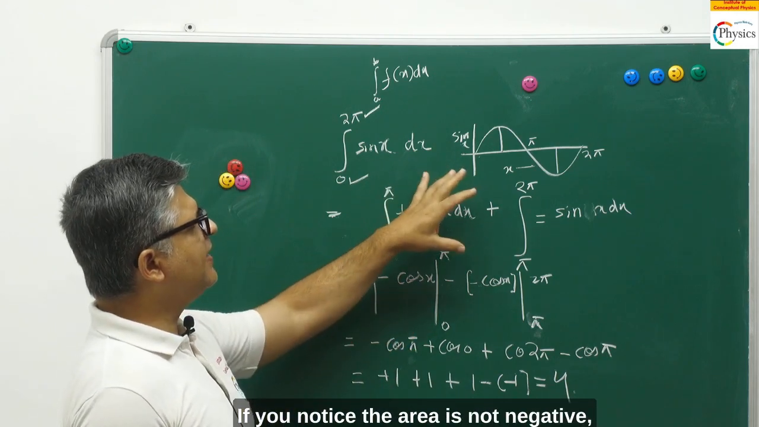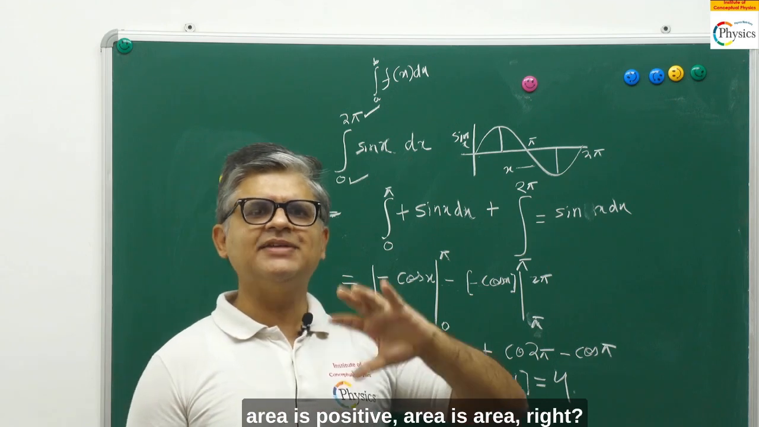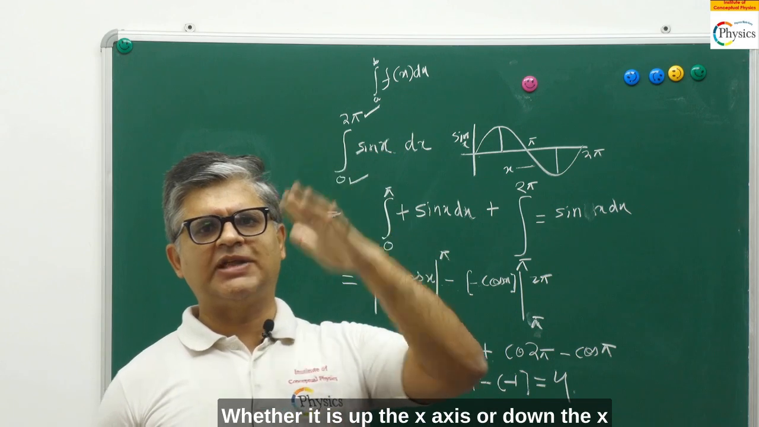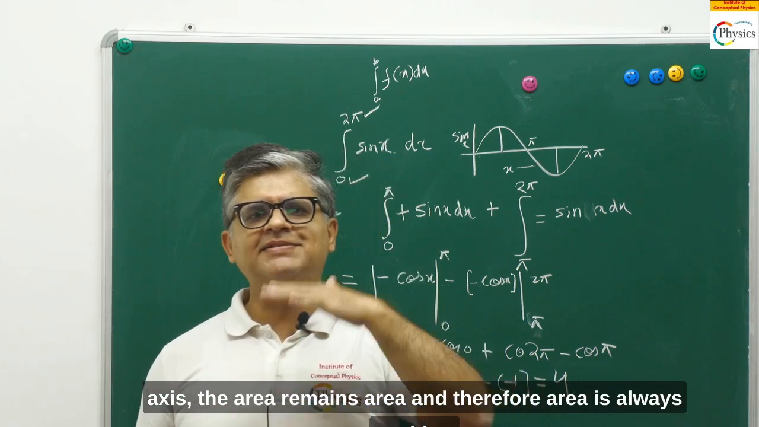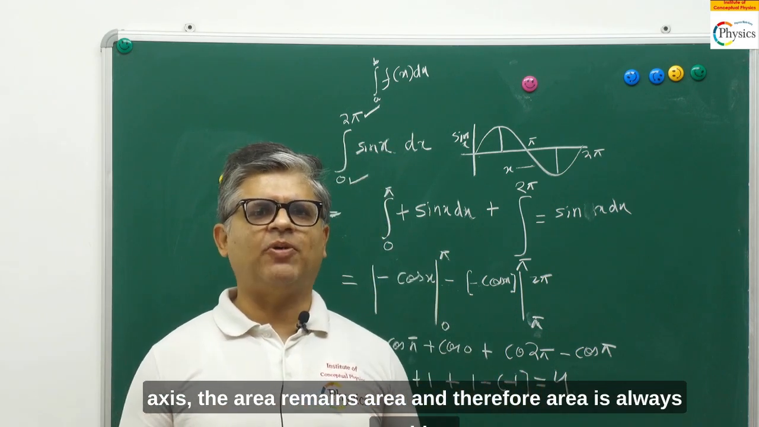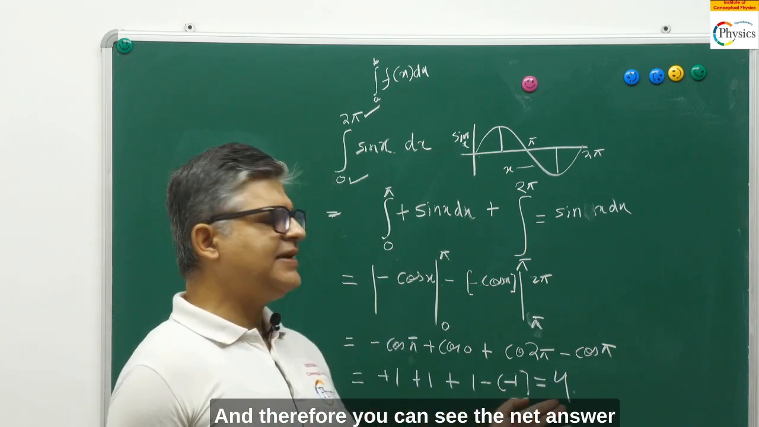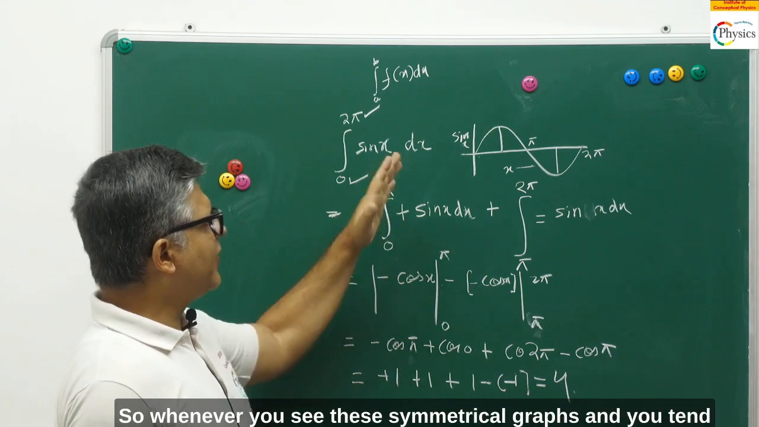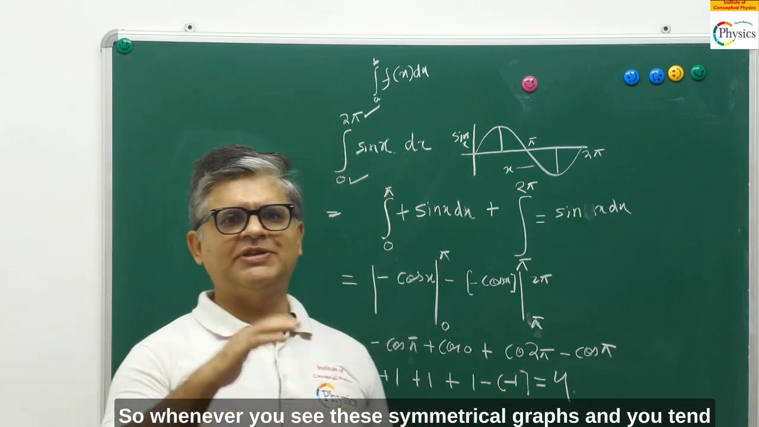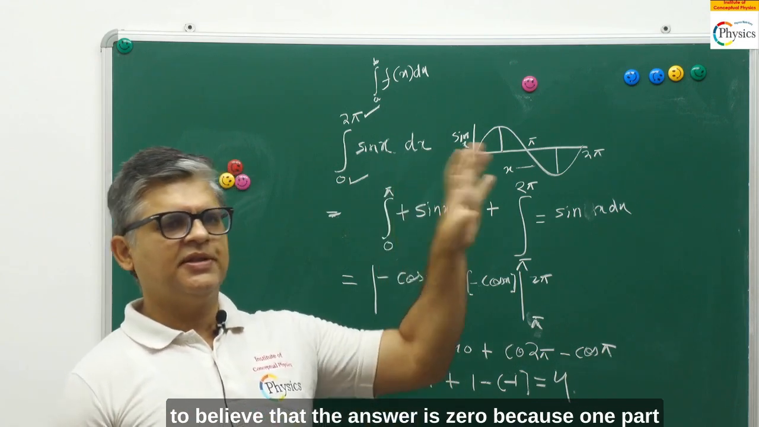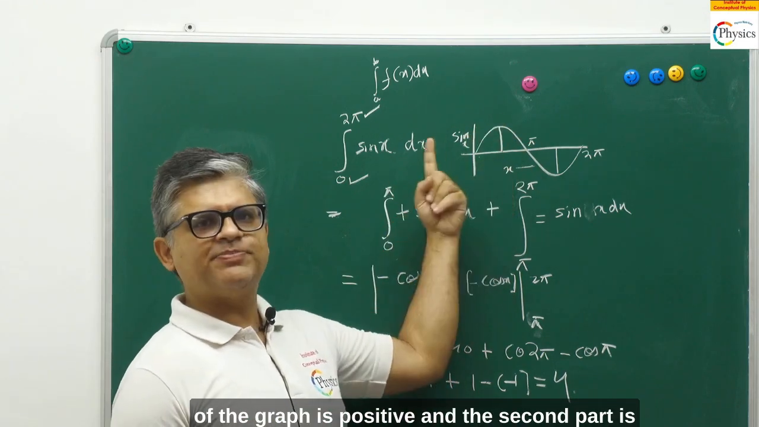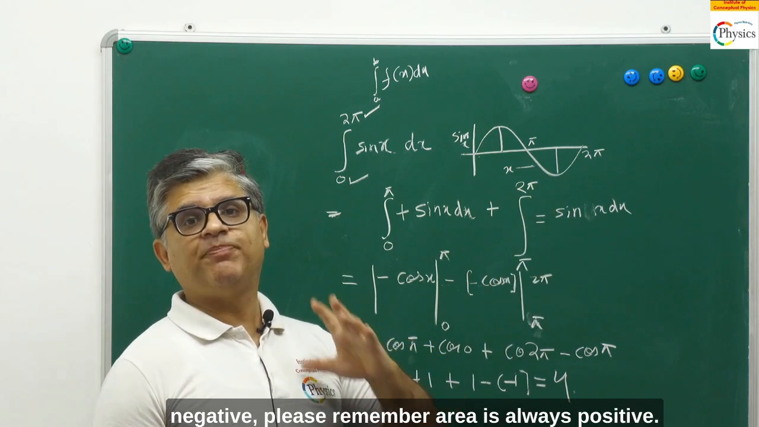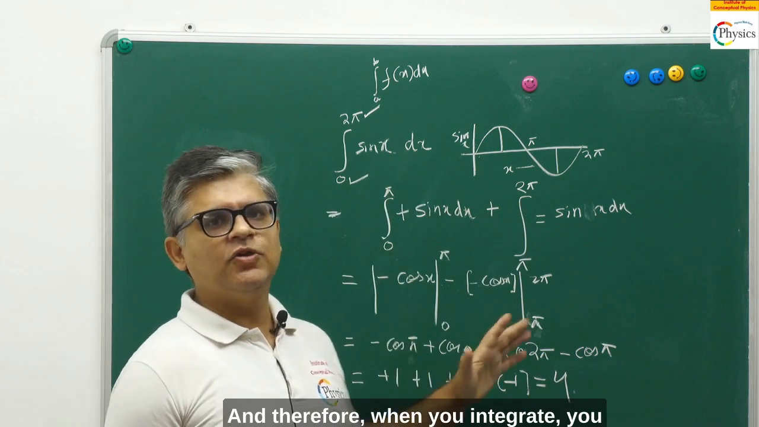If you notice, the area is not negative. Area is positive. Area is area, right? Whether it is above the x-axis or below the x-axis, the area remains area, and therefore area is always positive. And therefore, you can see the net answer is coming out to be 4, right? So whenever you see these symmetrical graphs and you tend to believe that the answer is 0 because one part of the graph is positive and the second part is negative, please remember area is always positive. And therefore, when you integrate, you will actually get an answer.